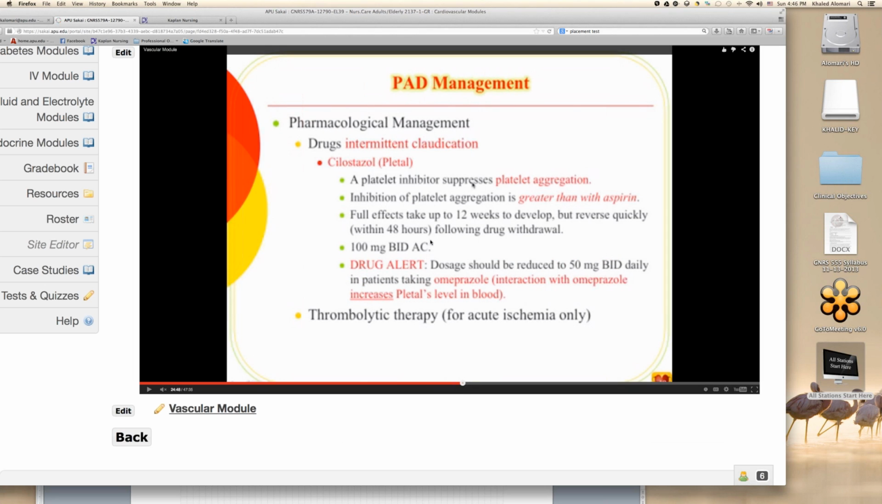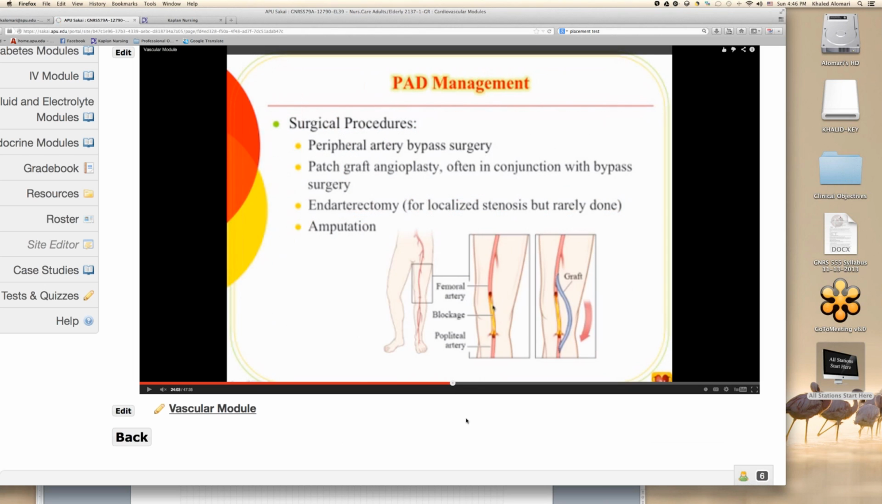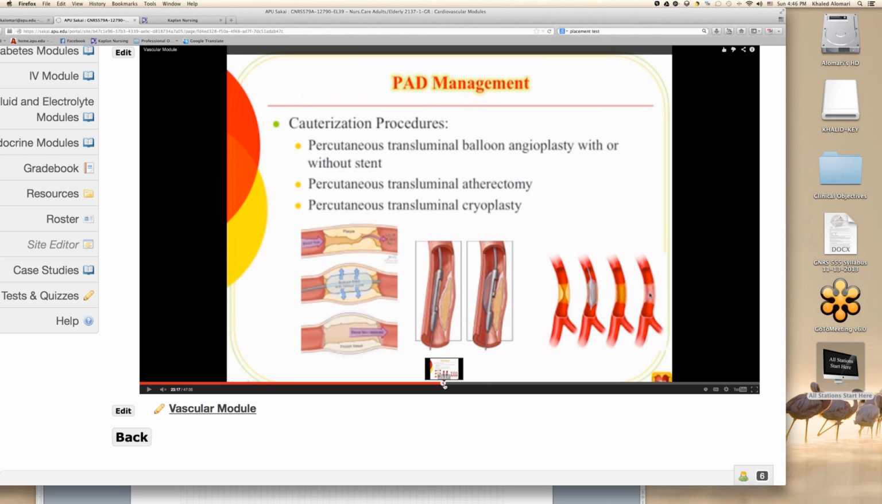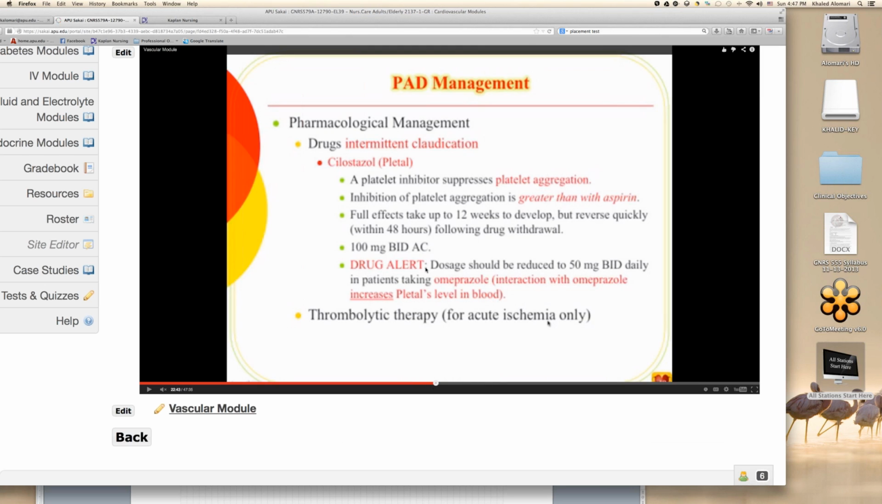Okay, the other one is Pletal. Pletal is a drug for intermittent claudication when rest doesn't work. But what we found is that Pletal's effect is doubled if it's taken with omeprazole, so we have to reduce the dose if the patient has to take both. And if all that fails, we could use TPA, which we really don't. We would rather do surgery than use TPA because of the complications.